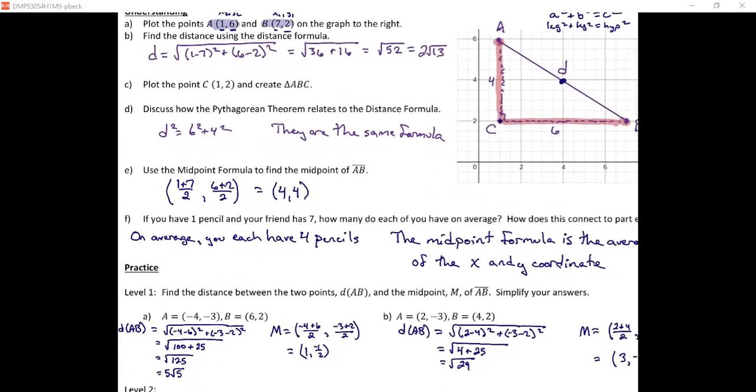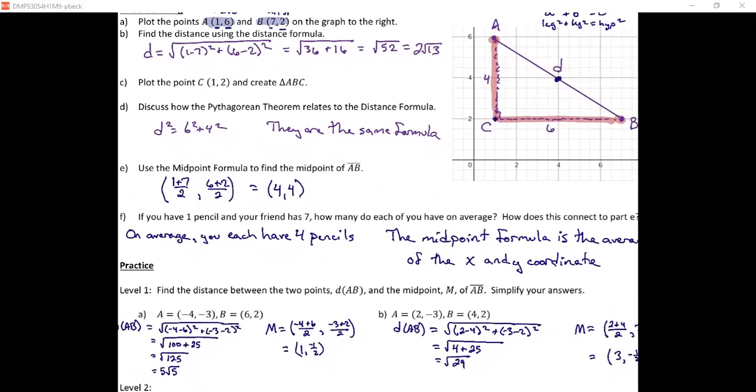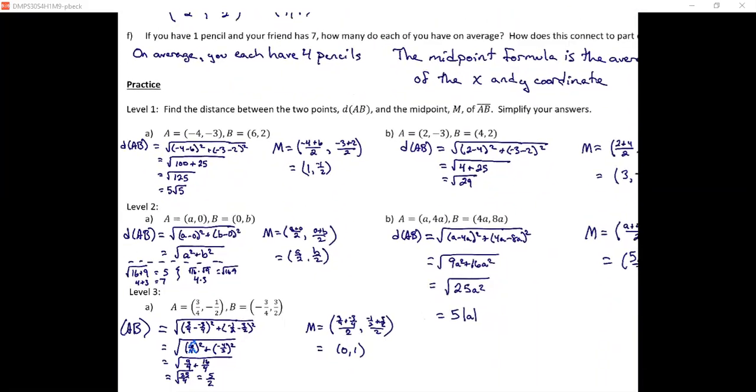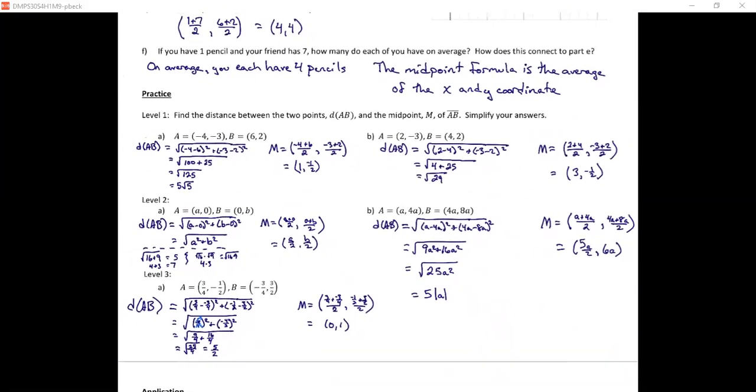Now, the idea that I had here on part F was I asked if you have 1 pencil, your friend has 7, together you have 8, and so on average you each have 4. Now, we know that that average is way off, but the midpoint formula is really saying what is the average of both the x and the y coordinate. So on the first set of problems, fairly straightforward. That's what our level 1 problems are. They're designed to be, can you apply the skill?